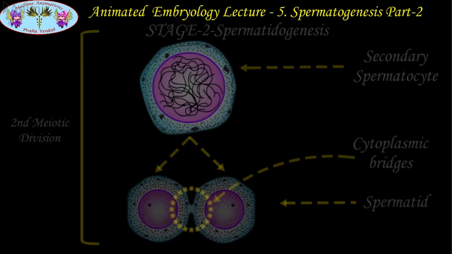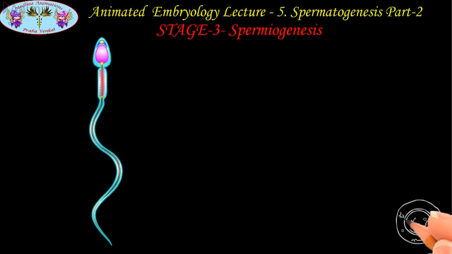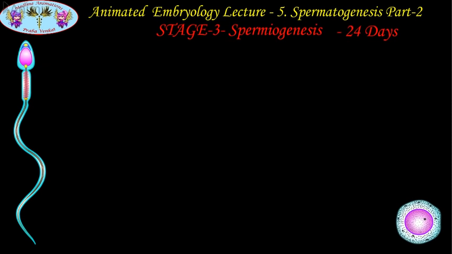The last stage or stage 3 is called spermiogenesis. This is the process of formation of a spermatozoan from the round spermatid. It takes a minimum of 24 days. And at this stage, the spermatids thus formed undergo a series of cytodifferentiation and are converted into spermatozoa. First, the chromosomes along with the nucleus will be highly condensed and the condensed nucleus will be placed in the center of the sperm cell.